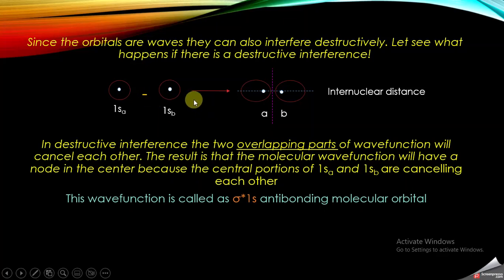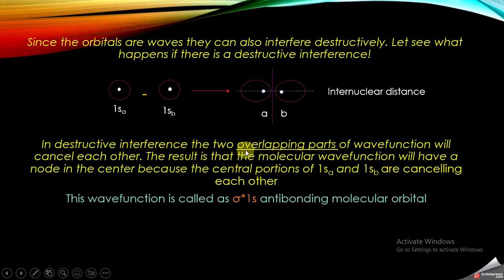So the result is that when these two regions come closer together and overlap, you see there is no probability density between the two nuclei. It is there on this side, but there is no probability density between the two nuclei, because this is the region which is overlapping. So we will only have the effect of constructive or destructive interference in the center between the two nuclei. You see this purple line represents the node of the wave function.